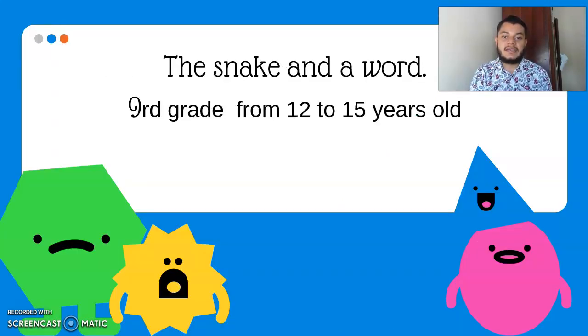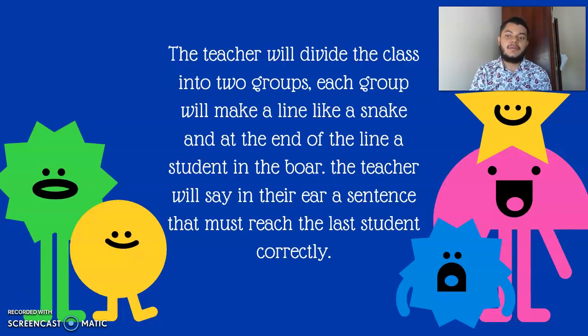The next is the Snake and the Award. This is the name, the Snake and the Award. This is for ninth grade, from 12 to 15 years old. And the brief description is the teacher will divide the class in two groups. Each group will make a line like a snake, and at the end of the line, a student in front of the whiteboard has to write a sentence.